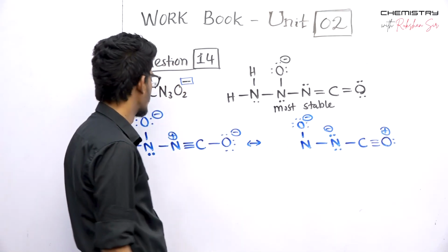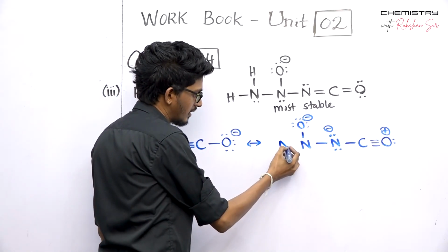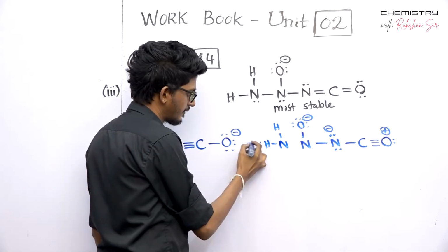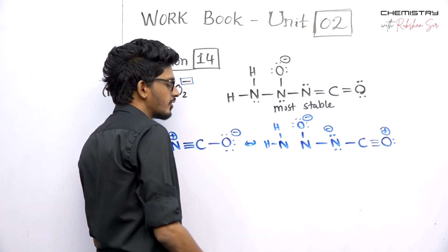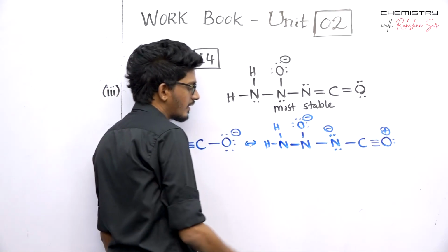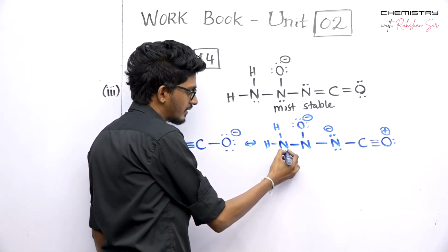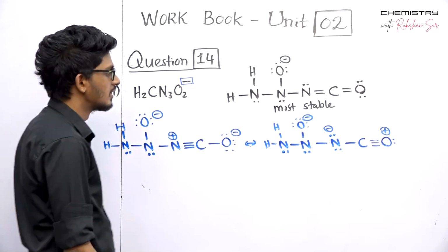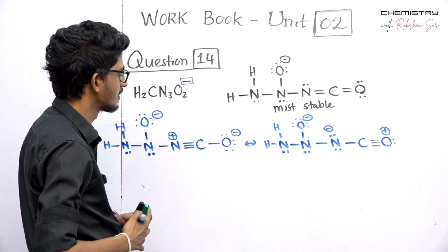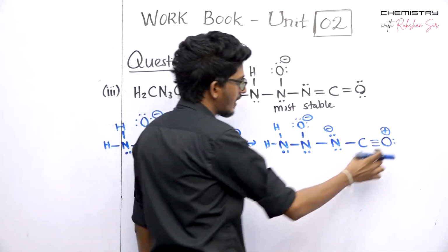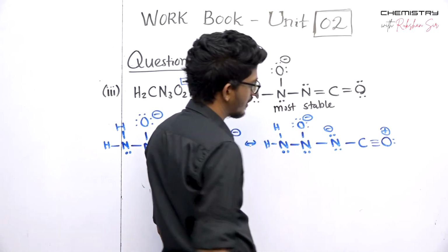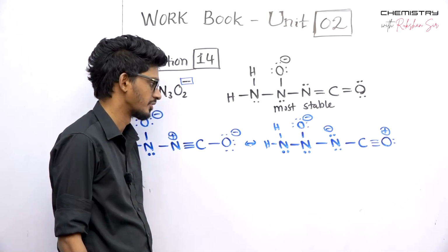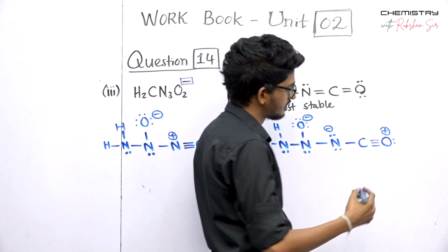Now we are supposed to keep the last 2 nitrogens at a neutral position. A single bond will do, so complete the octets. That is also done. It's a good structure, and it is referred to as an unstable structure because oxygen is bearing a positive charge. We'll comment after writing all 3 resonance structures. Third one.